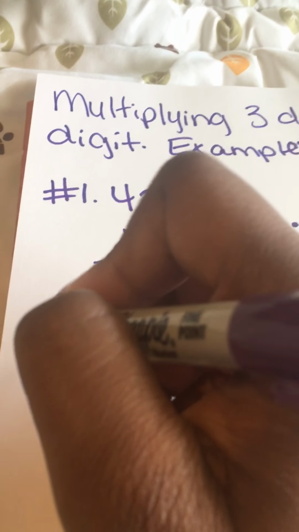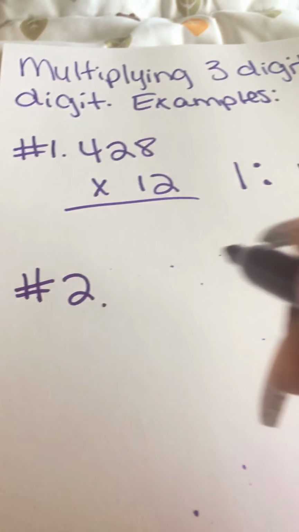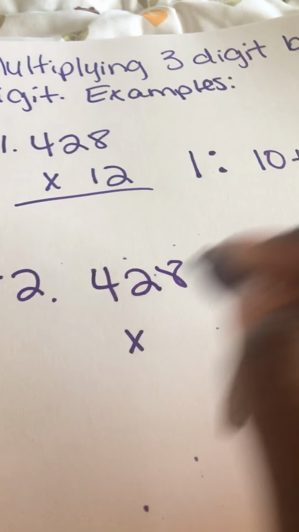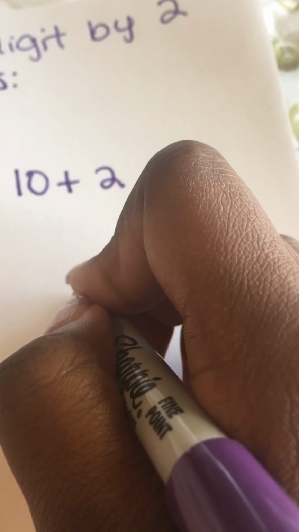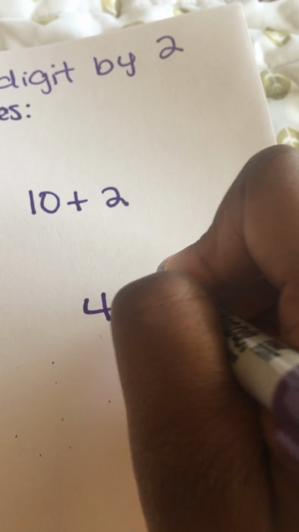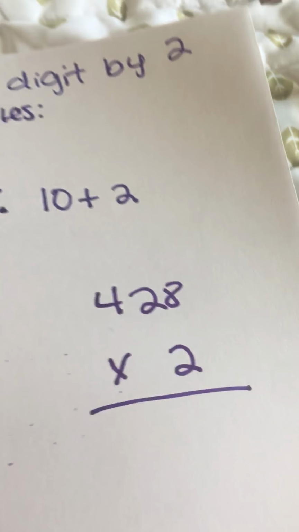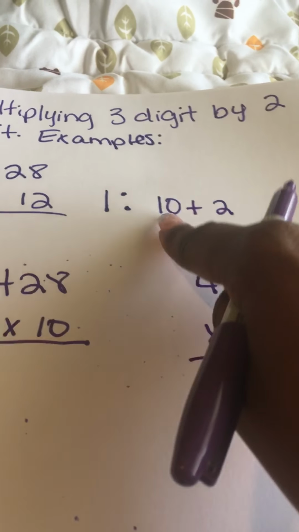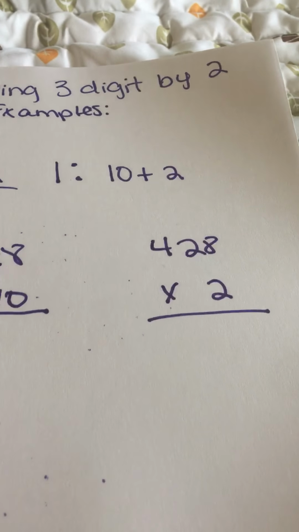Okay, so in step 2, we are going to do 428 times 10. Okay, and 428 times 2. So you have 2 different problems. And this 10 comes from up here, and this 2 comes from here. Same thing, the 12, right? We just broke it apart.